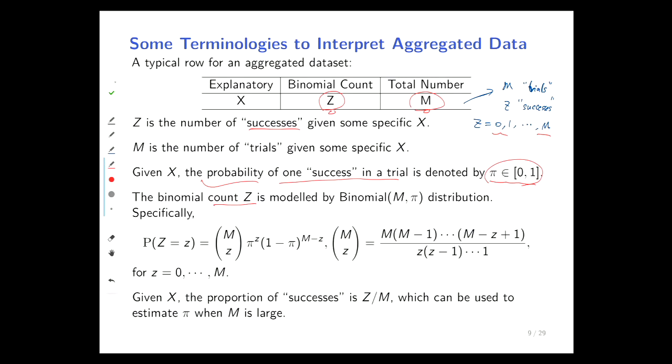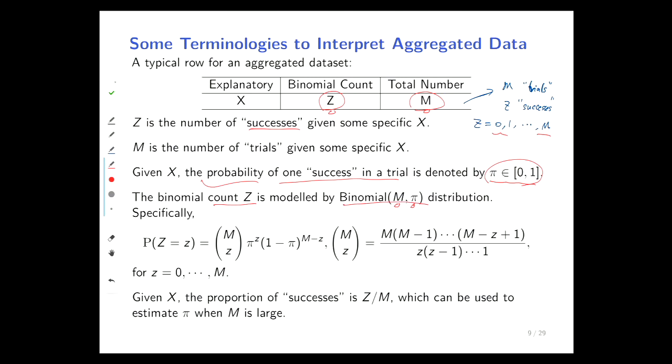For the binomial distribution, we need to specify two things. The first one is the number of trials, and the second one is the probability of one success in a trial. So that's how to represent the binomial distribution.